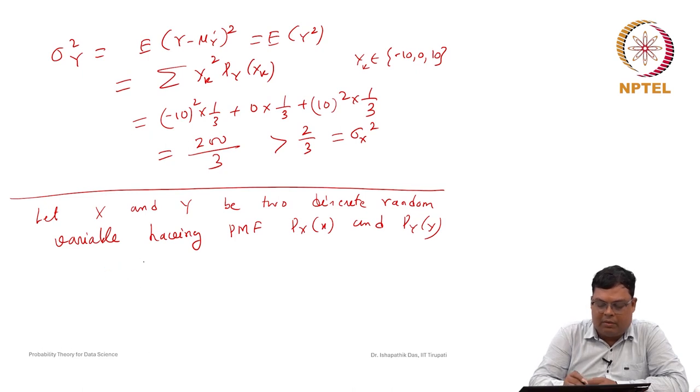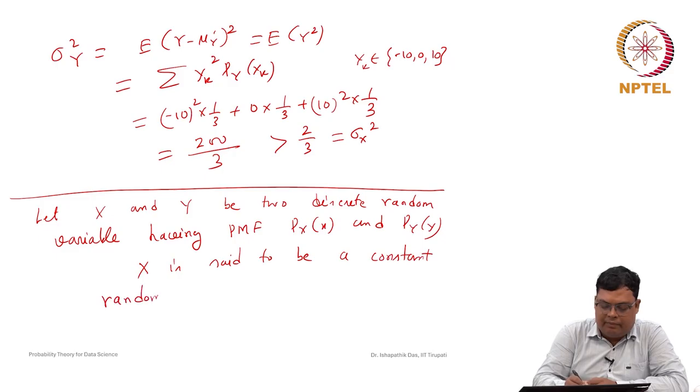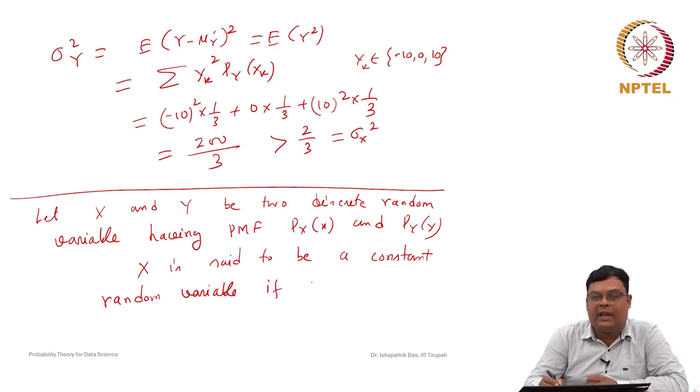What is actually a constant random variable? If we define a constant random variable, X is said to be a constant random variable if it is taking one value only with probability 1. That is, the probability of X equal to c is equal to 1, for some c belonging to the real numbers.